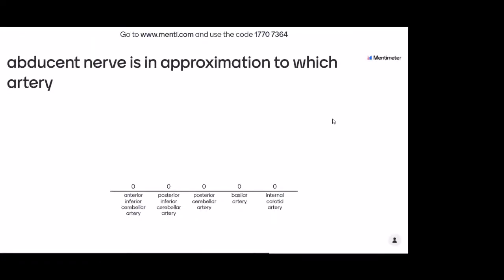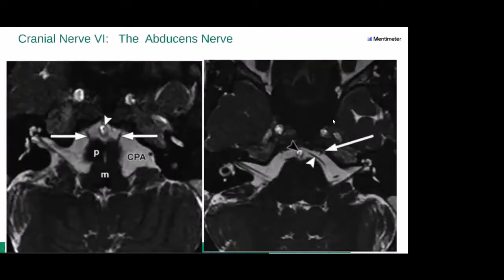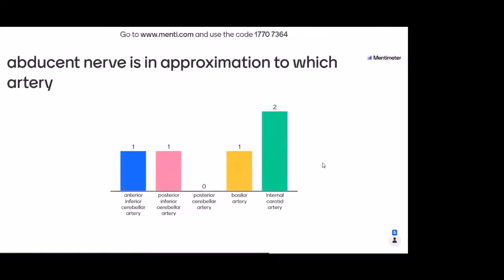So the abducent nerve is in approximation to which artery? Is it the anterior inferior cerebellar artery, posterior inferior cerebellar artery, posterior cerebellar artery, basilar, or the internal carotid artery? No, just see this image first. This is the abducent nerve, and this is the artery which I am questioning right now. Which artery is in approximation to this cranial nerve?